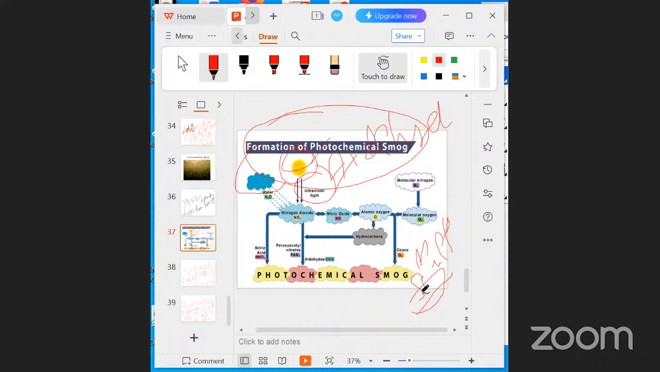Also install panels to trap solar energy, which acts as an alternative source of energy. And lastly, use smog detectors and monitoring systems, which act as early warning systems for air pollution.